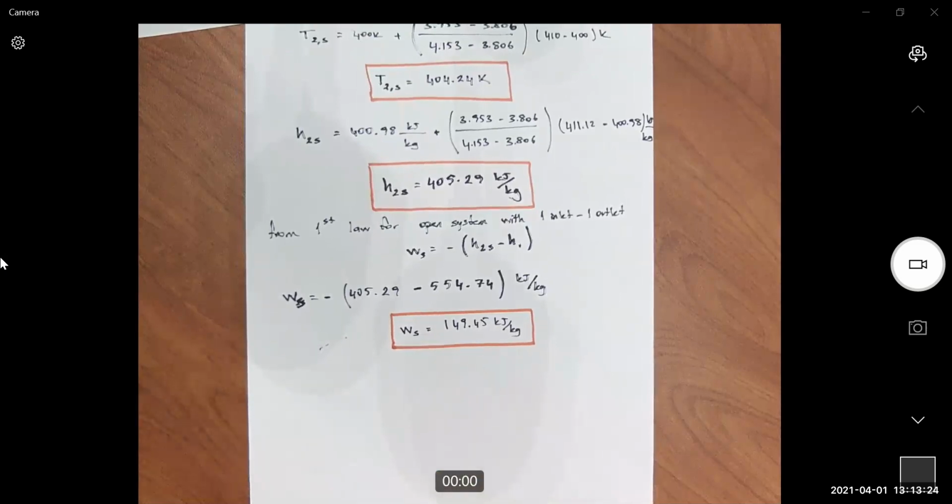Okay. Any questions so far? When you look at your table, can you see those values? Okay. Make sure you can.